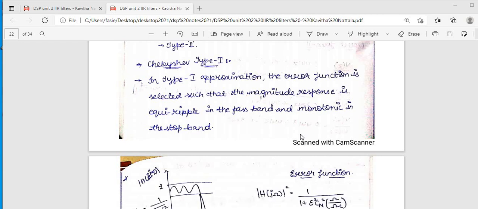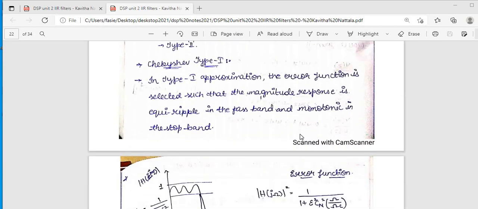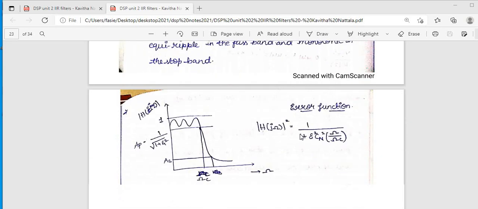In the type 1 approximation, the error function is selected such that the magnitude response is equi-ripple, meaning it should have the same ripples in all the bands, consisting of the pass band and the stop band. The basic thing of the pass band and stop band is their magnitude response. As we can see in the graph, we do have AP, right? What is AP all about? It is 1 by root of 1 plus sigma square. What is this sigma square all about? It is about taking the value in one direction along the x-axis and y-axis. Let us see the details in further clarification.